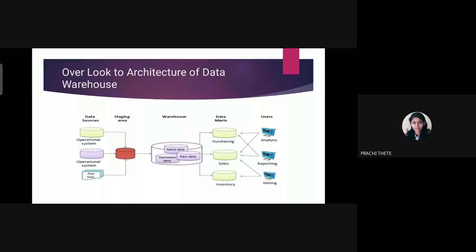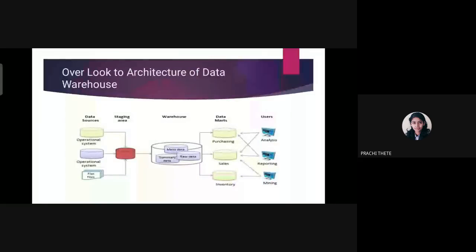Then data marts. In data marts, data is divided into specific groups. For example, for marketing people will get all the details in a data mart, that is, it will consist of sales, products, everything in one data mart. For example, your purchasing data mart will consist of all the details about the purchasing, sales, and inventory. And then it is used by the user. So the user can directly go to whichever data mart they require. No need to visit each and every data. This is all about the architecture of data warehouse.